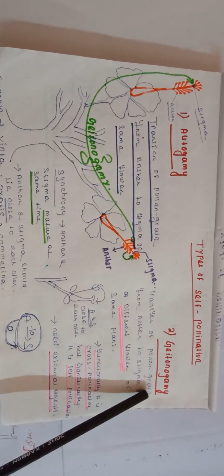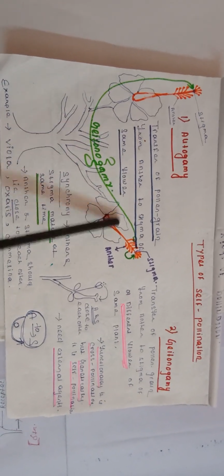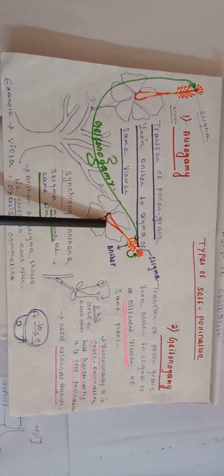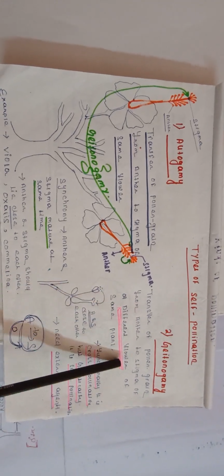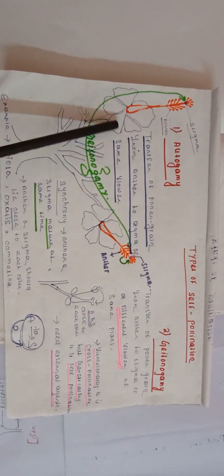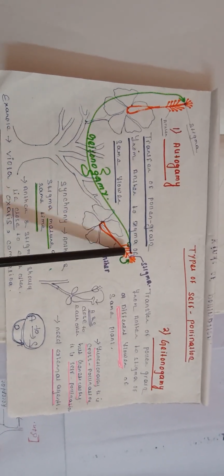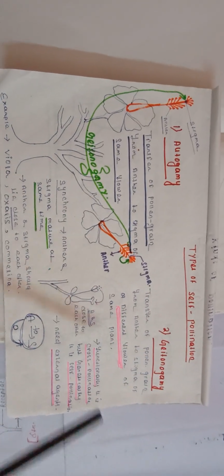What is heterogamy? Same as autogamy, but same plant, different flower. Here the flower is different, but the plant is one. Transfer of pollen grain from anther to stigma of a different flower of the same plant. This is one plant, but two different flowers. The anther from one flower comes to the stigma of another flower, which is known as heterogamy.